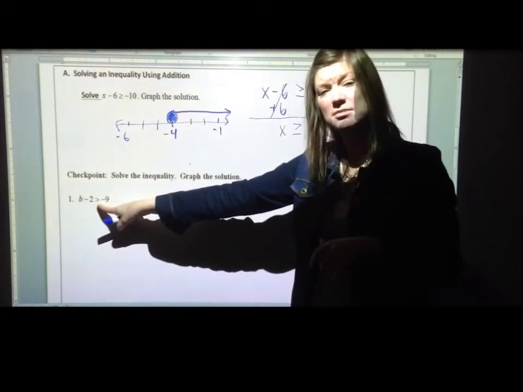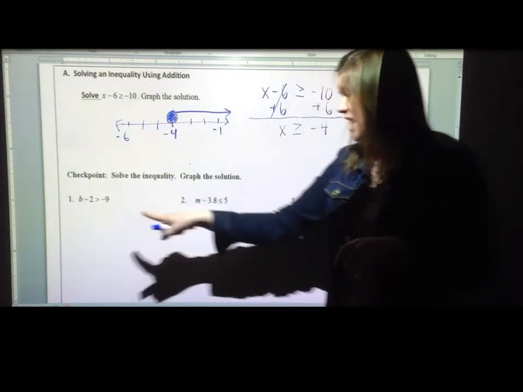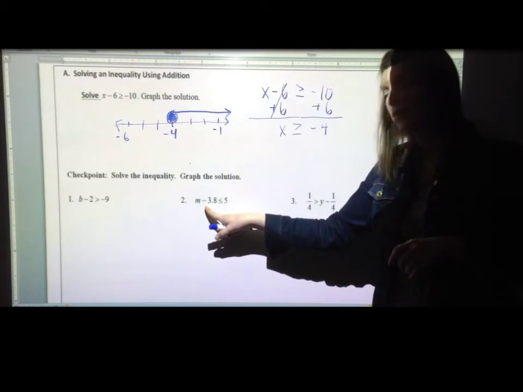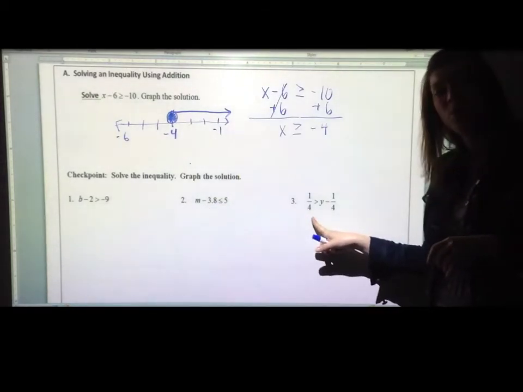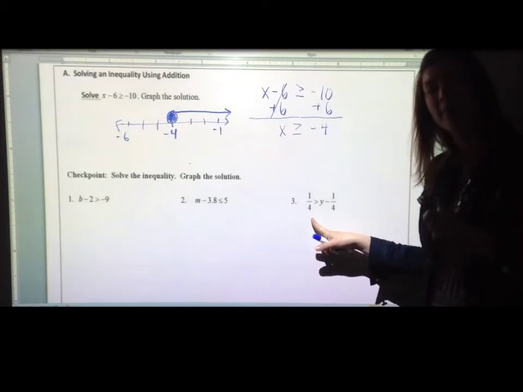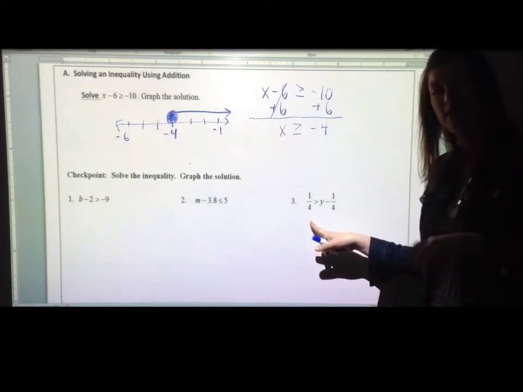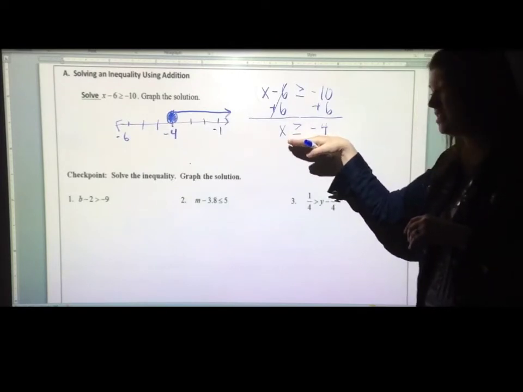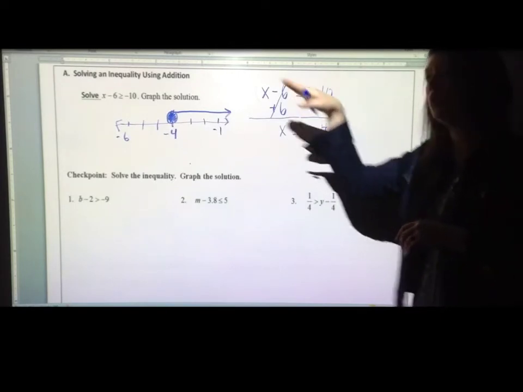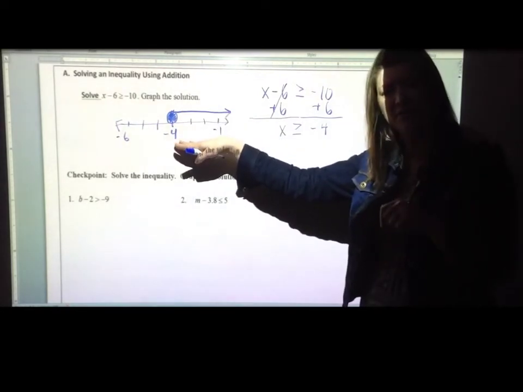It's b minus 2 is greater than negative 9. M minus 3 8/10 is less than or equal to 5. And 1/4 is greater than y minus 1/4. So again, take a second, simplify your inequality to a simplified inequality. Once you have the variable isolated, then you are going to set up your number line and graph the solution set.